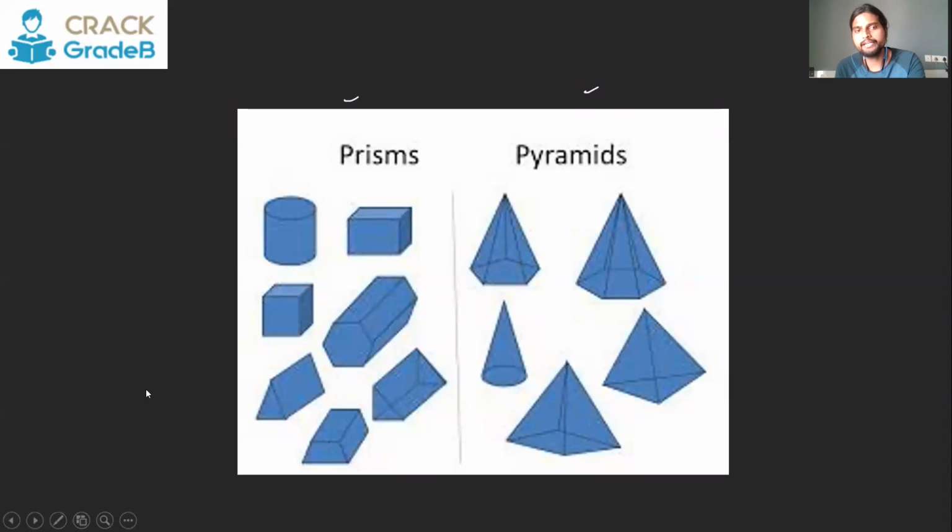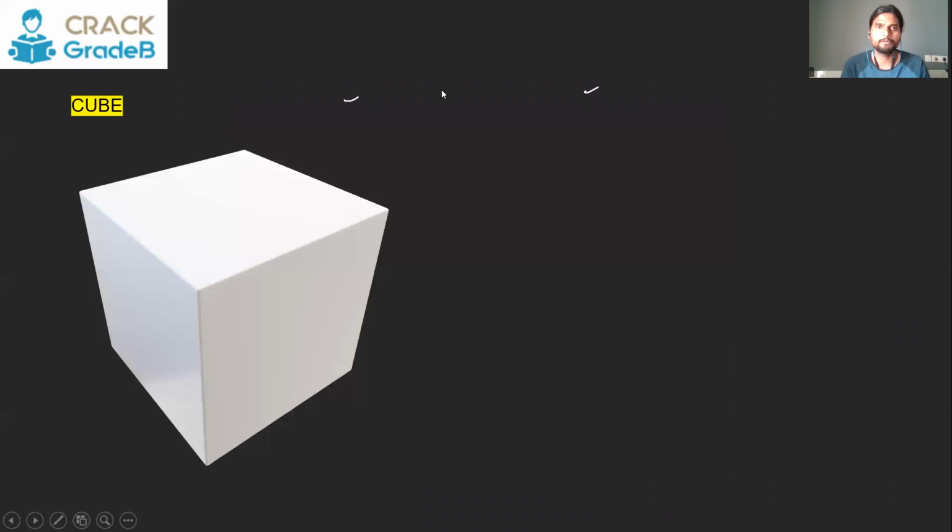The first very important figure for us is the cube. Now, a cube is the figure which has all three dimensions equal. Its length, its breadth, and its height all will be equal. So let's say all are A. So what is the volume of a cube? Volume of a cube is A into A into A, that is A cube.